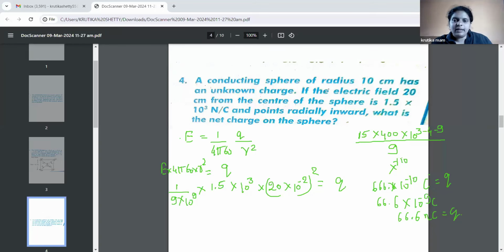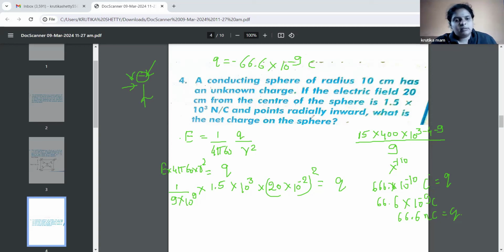And see, what they have said is that the field points radially inward. As it is acting radially inward, the charge will be negative, because as we know, when it is a negative charge, the electric field lines will be inward in direction. So the charge value, the final answer is 66.6 into 10 raised to minus 9 coulomb or nano coulomb.